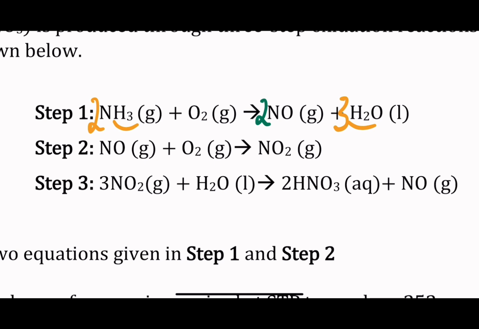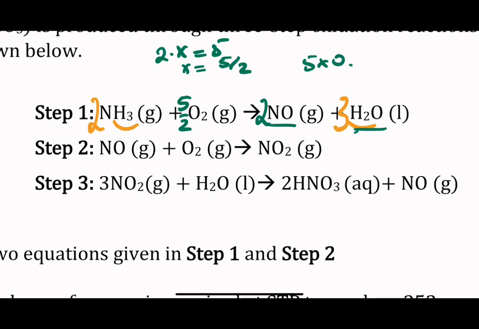And we're going to look at the oxygens. We have 2 from here and 3 from here. So altogether we have 5 oxygens. And we have 2 in here. So let's say it was x, so 2 times x would equal 5. x was equal to 5 over 2. So we know the coefficient over here is 5 over 2 to make both sides equal to 5.